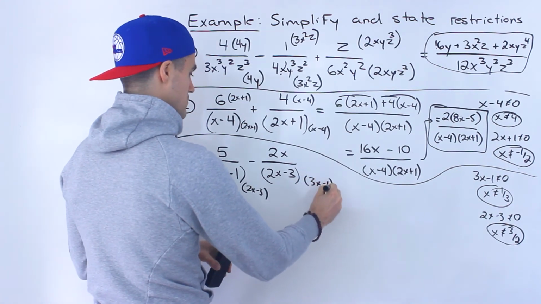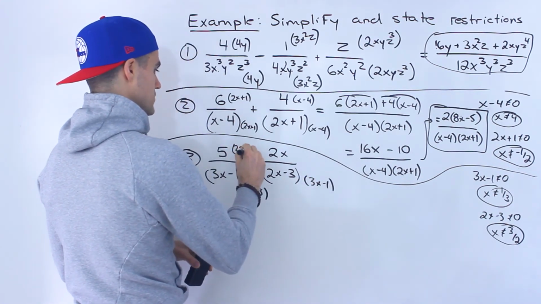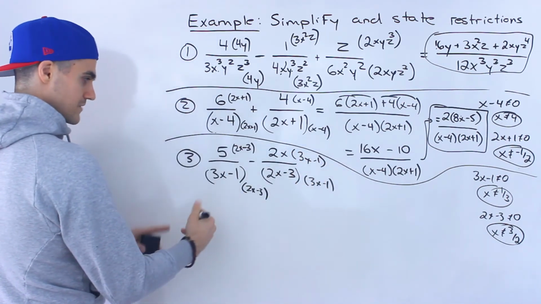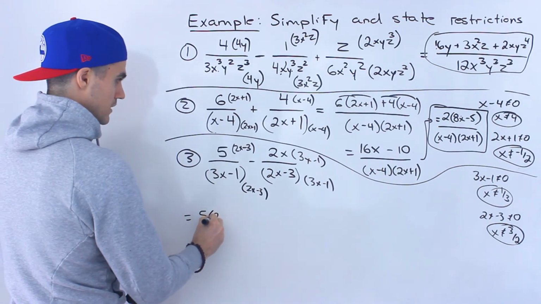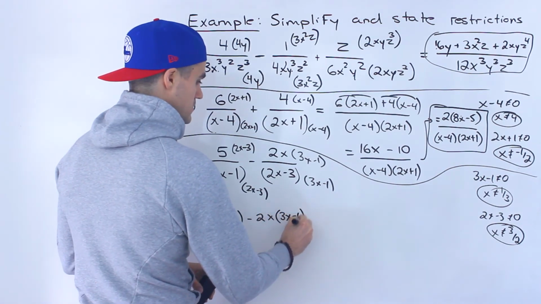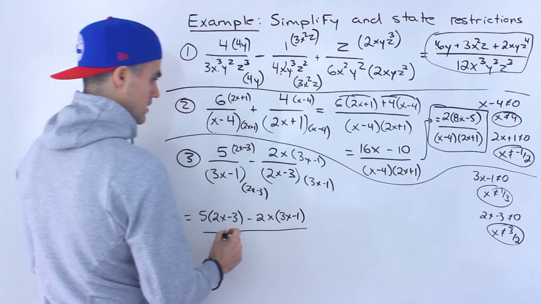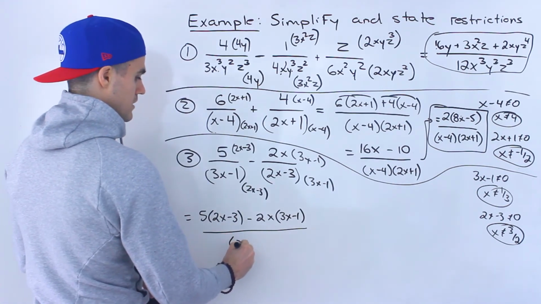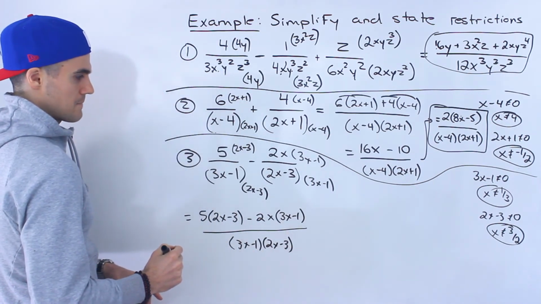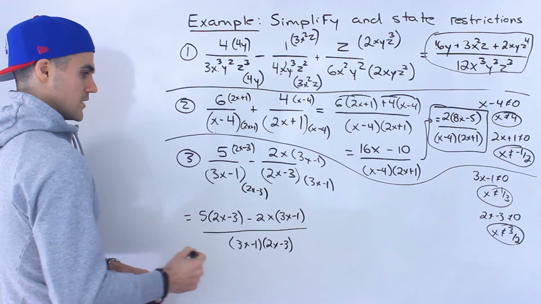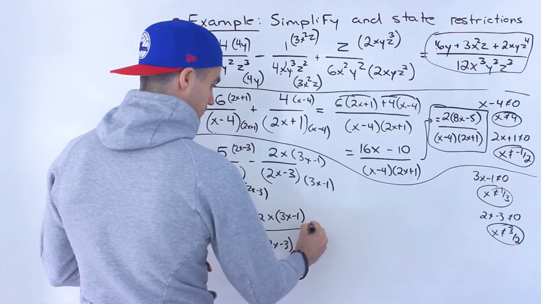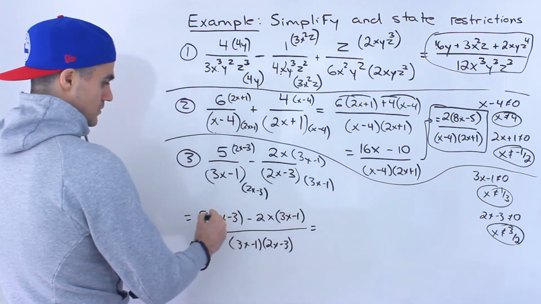So we're going to multiply them to get a lowest common denominator. Multiply this by 3x minus 1, top multiplied by 2x minus 3, this multiplied by 3x minus 1. So if we combine everything, we would have 5 bracket 2x minus 3 minus 2x times 3x minus 1 all the way over 3x minus 1 times 2x minus 3, like that. Right, so combine them all into one expression. Now from here, what we want to do is simplify.